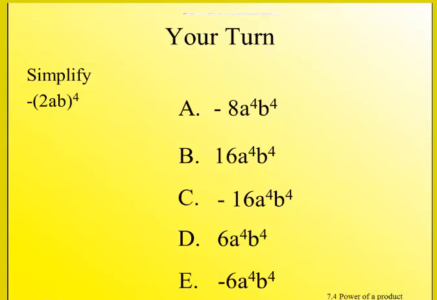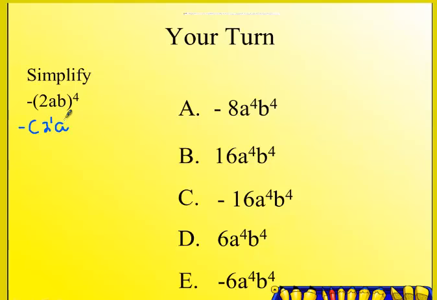Okay, let's have another example. So we would like to simplify negative of the quantity 2ab raised to 4. So the first step, let's write the exponent of each factor. So your 2 is 2 raised to 1, a is a raised to 1, and then b is b raised to 1. And everything was raised to 4.